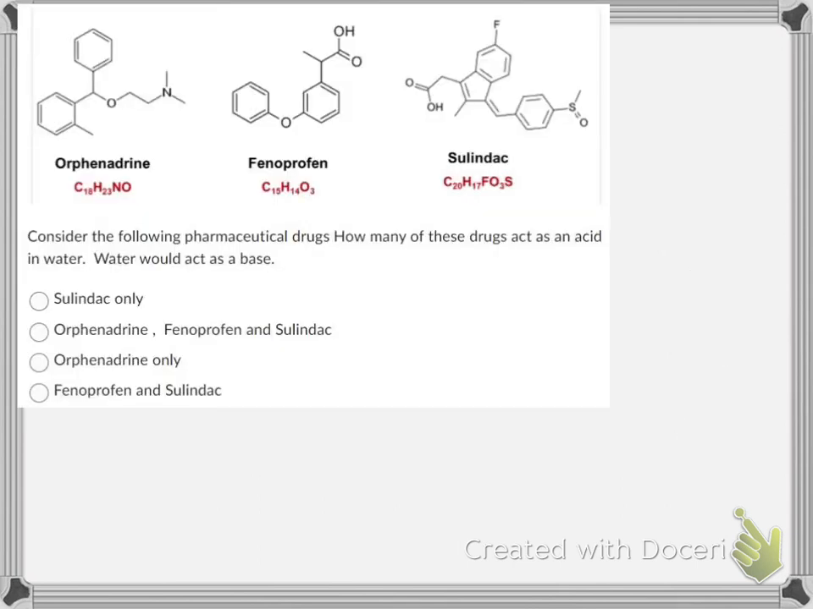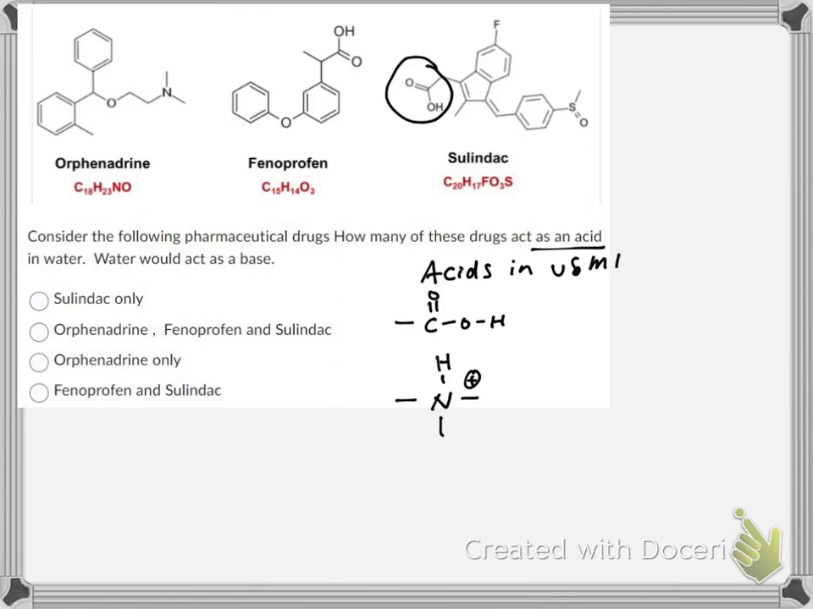In this question, they say how many of these drugs act as an acid in water? And in this case, water would act as a base. So we look through the molecules here. We want to identify functionality, acids. All right, in the acids summary, acids in Unit 6, Module 1 are COOH, or a positively charged nitrogen, positive charge with 4 bonds to the nitrogen.